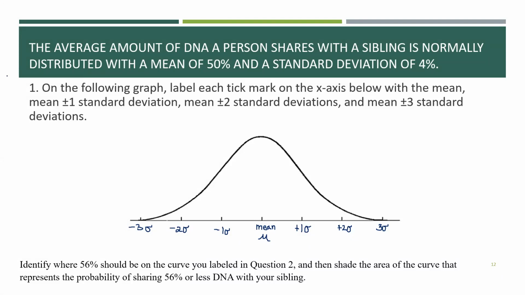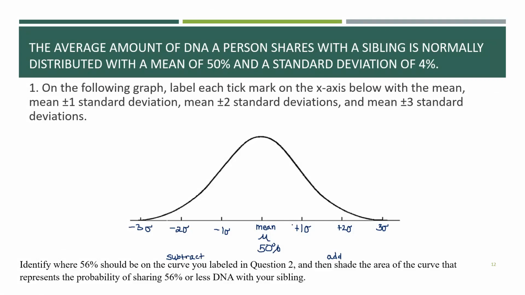Now, we are told up here at the beginning, in the green part of the screen, that the average amount of DNA a person shares with a sibling is normally distributed with a mean of 50%. So going to the middle, the mean represents 50% of my DNA matching my sibling. It then tells me that it has a standard deviation of 4%. So the standard deviation tells us how far things are spread from the mean. So what we're going to do is, on the right side of the curve, we're going to add, and on the left side of the curve, we're going to subtract. And in the middle of our curve is the mean.